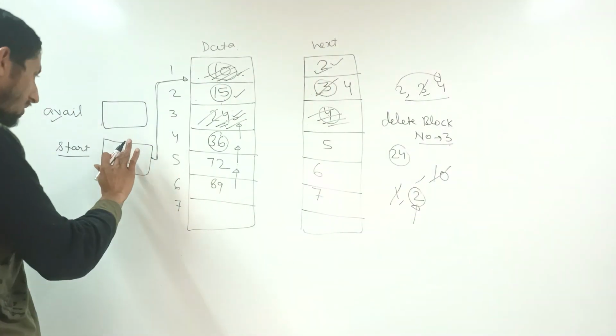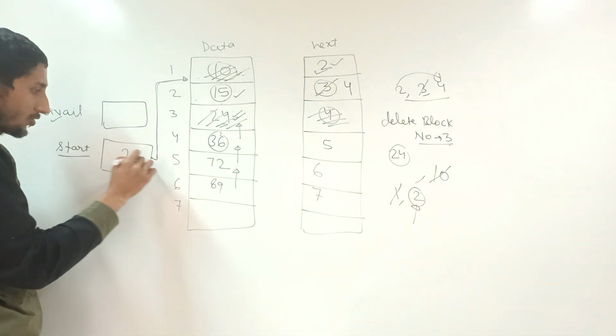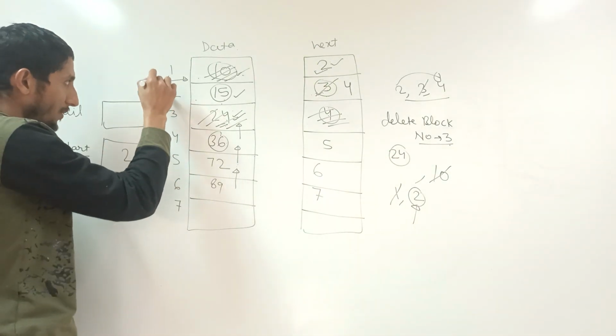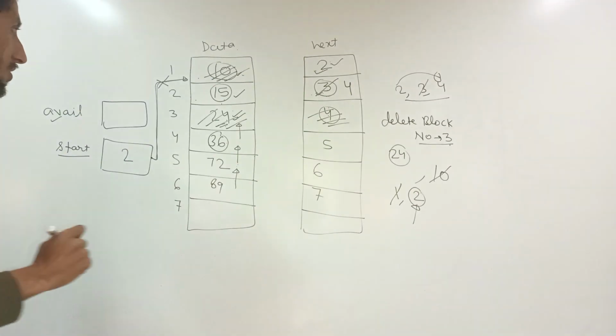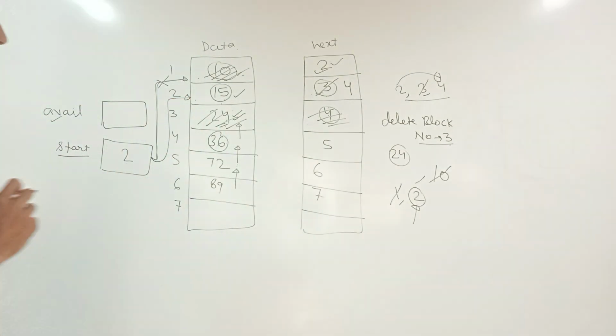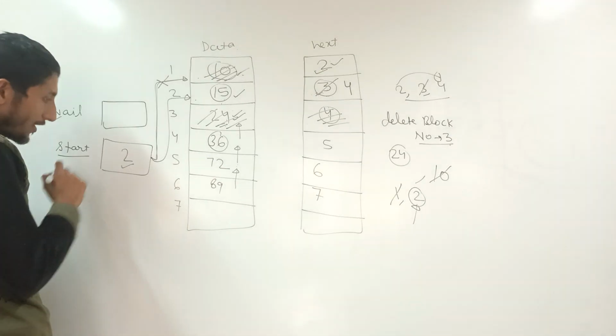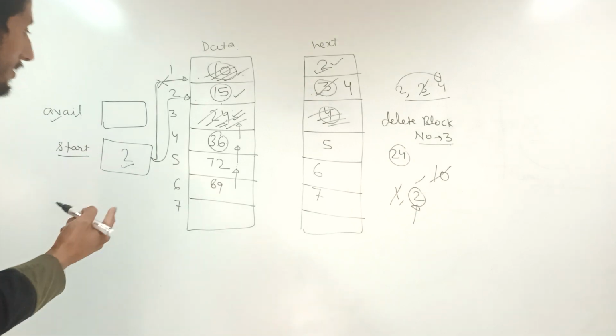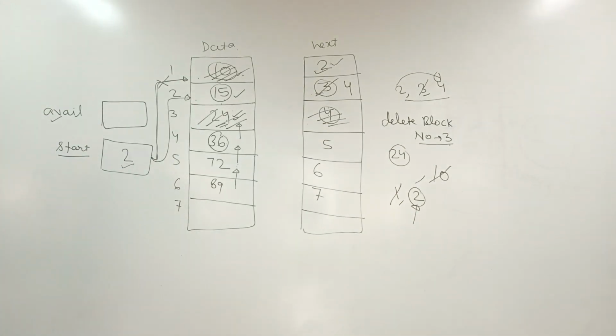It means I will put here 2. So it will indicate to the compiler block number 1 is not a first block now. Block number 2 is a first block. Are you following this? Block number 2 is a first block. It means after changing this value, I can change the starting position of data, or we can say starting position of array.